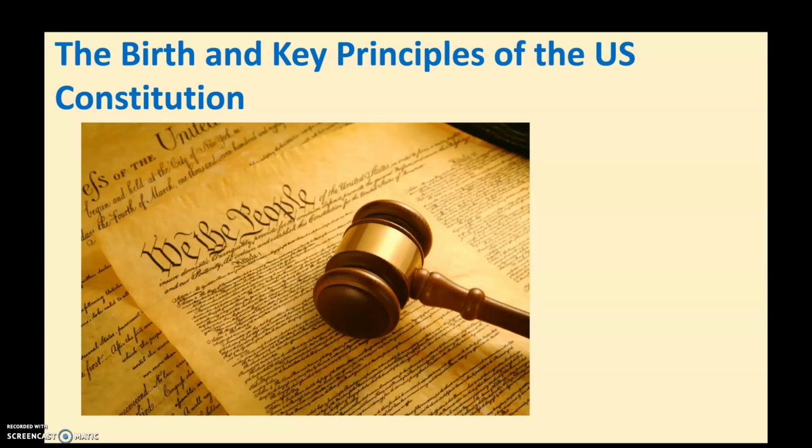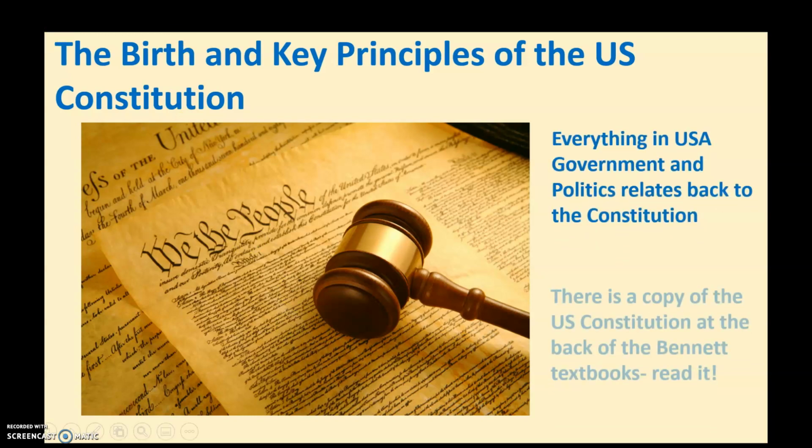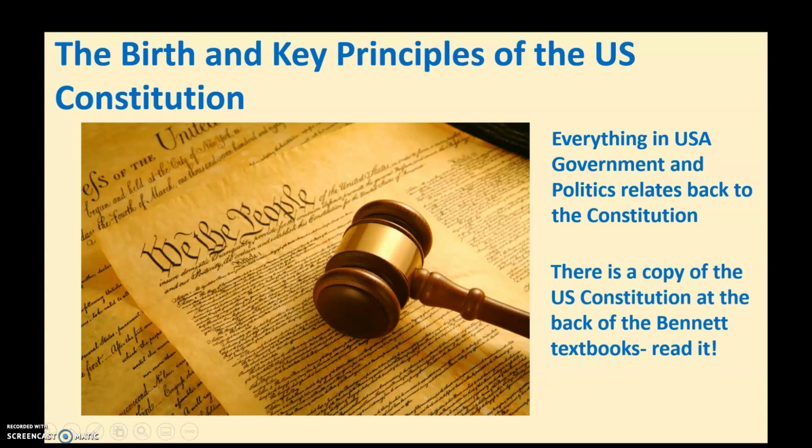Okay then, as I was saying a minute or two ago, the Constitution is central to the American system. Everything in USA government and politics relates back to the Constitution. There's a copy of the Constitution in the back of the Bennett textbooks. I've also scanned it, and I can't remember if I've actually put it onto Teams yet. If not, I will. And I'll probably put it on for every section that we do, because we will keep referring back to the Constitution.